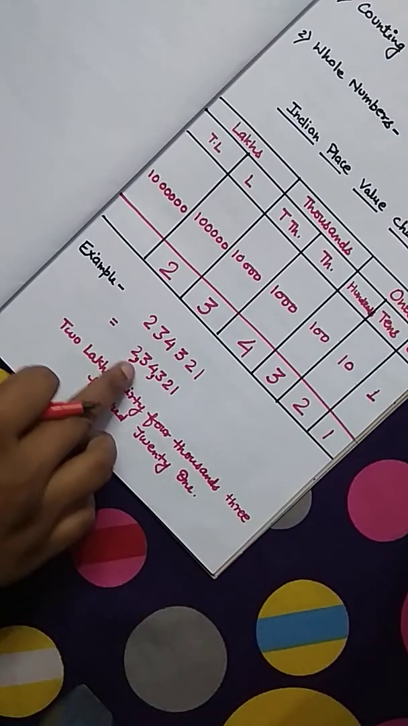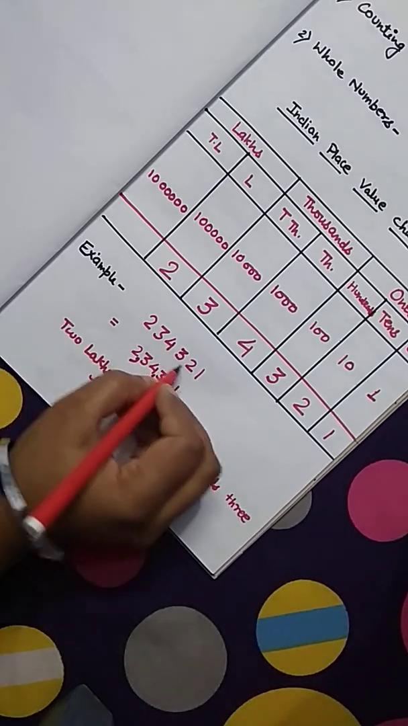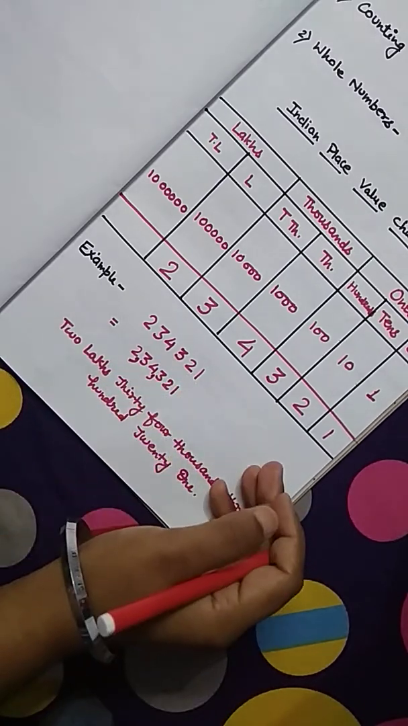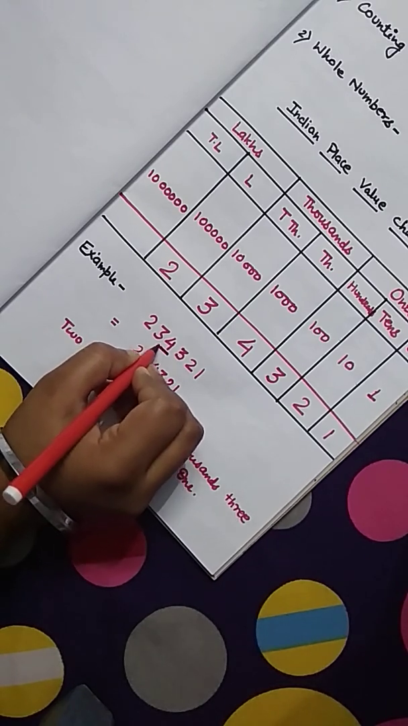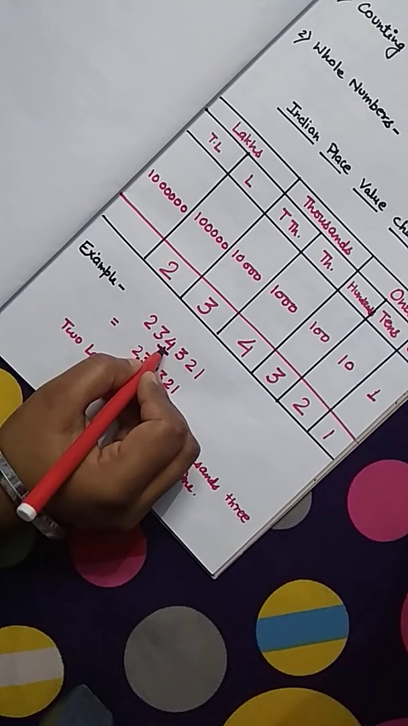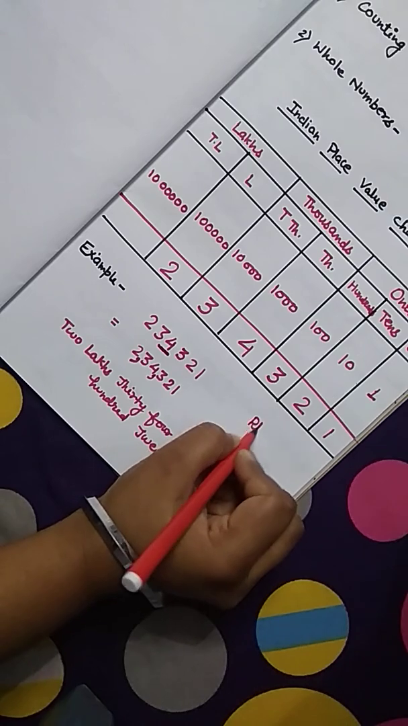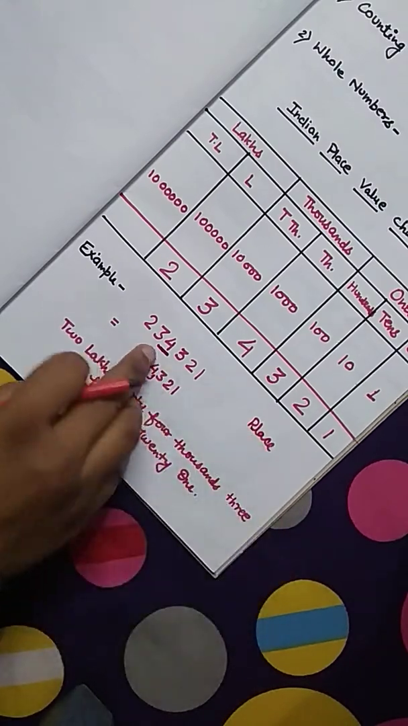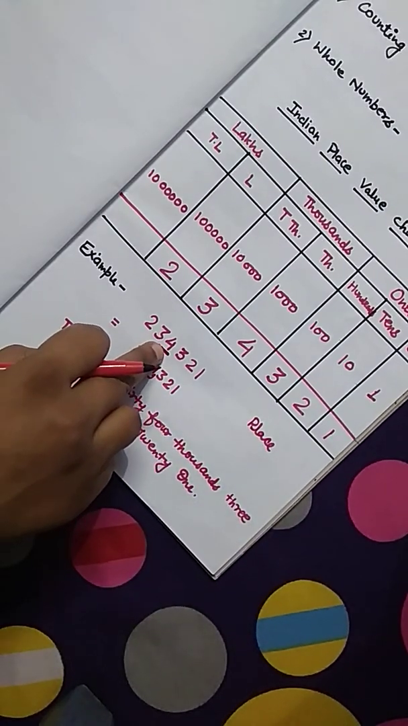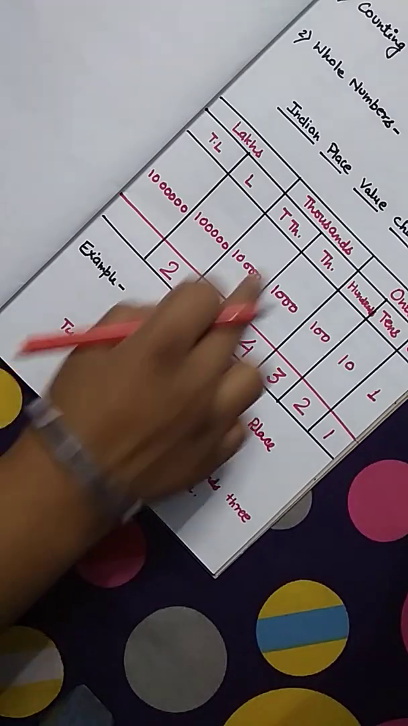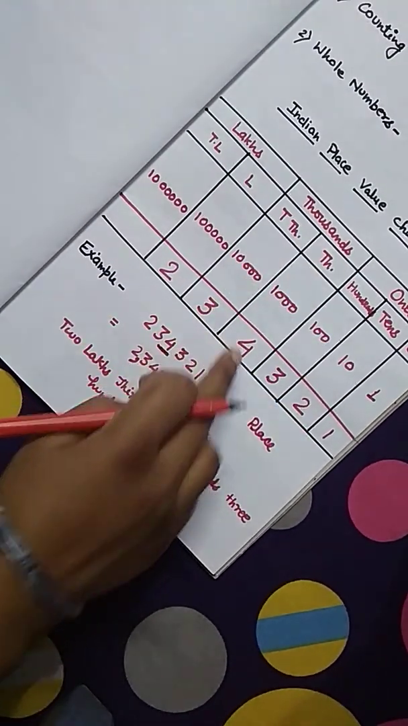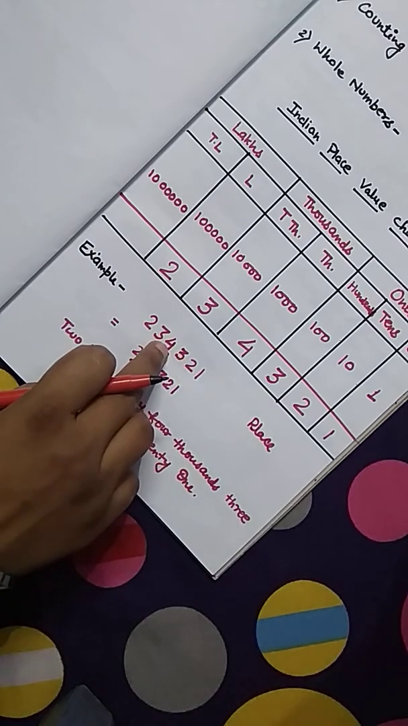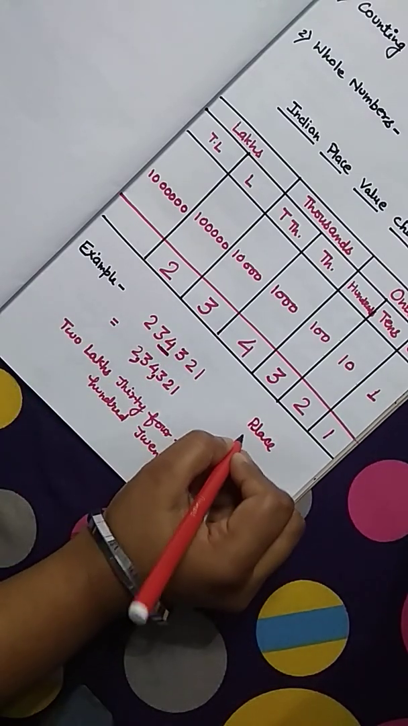After this, if we talk about the place value of each digit, suppose we have to find the place value of 4. Place value. The 4 is placed in which period? The thousands period. And in which place? The thousands place: the ones, tens, hundreds, thousands. That means the place value of 4 is 1000.